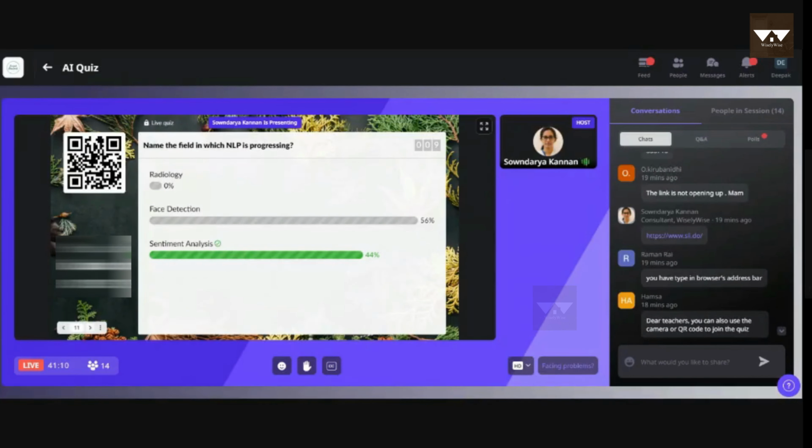So the right answer is sentiment analysis. That's where NLP is progressing. Face detection is being done by computer vision, not by NLP. So using computer vision, the camera will detect our face, whereas in NLP there are no cameras. It is the procedure of understanding the way in which a human talks. So that's how it analyzes the sentiments of human beings. So option C is the right answer. We will move on to the next question.